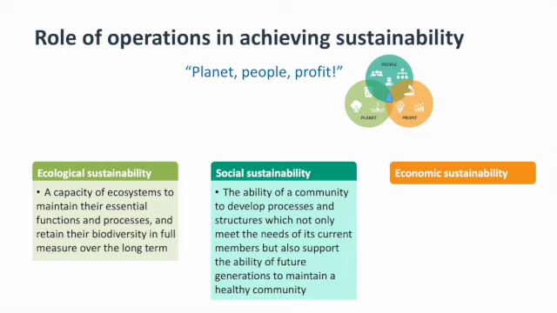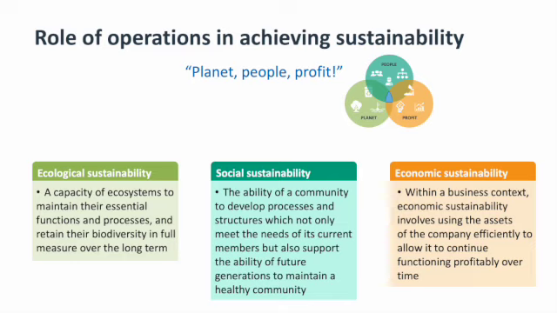With social sustainability, it's the ability of a community to develop processes and structures which not only meet the needs of its current members, but also support the ability of future generations to maintain a healthy community. Okay, so somehow here we are also making sure that it's not just the ecosystems that survive, but also the members and the communities are healthy and able to survive in the future as well.